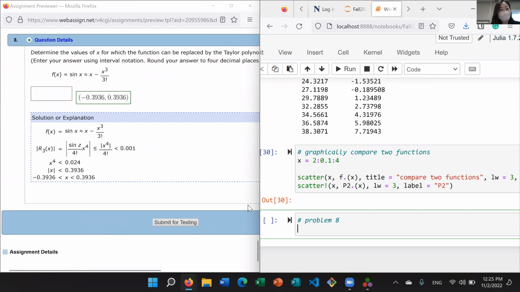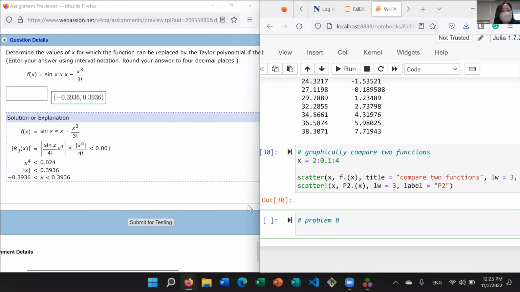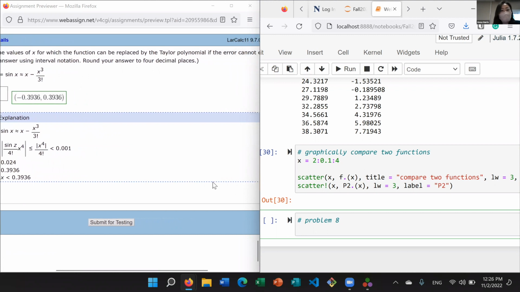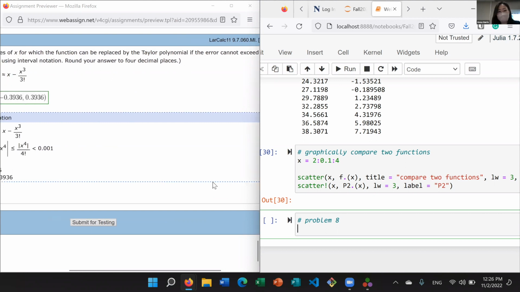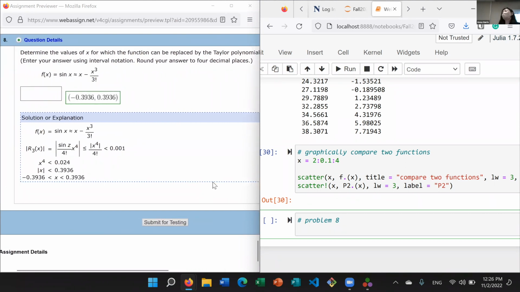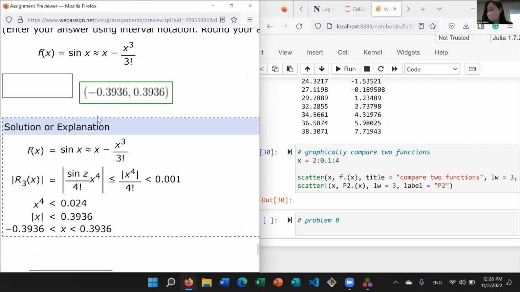It says determine the value of x for which the function can be replaced by the Taylor polynomial if the error cannot exceed 0.001. So it looks like to me, I need to find the differences between each one of them, 1 and 2, and then 2 and 3, 3 and 4, and make sure that's less than which number? 0.001, then I can stop. Okay? They already gave you the polynomial, so you don't even have to find it.